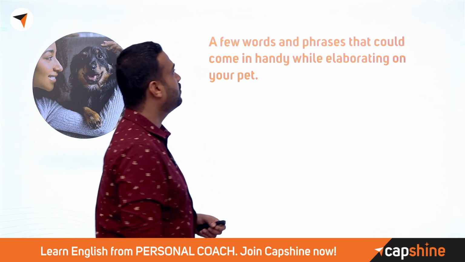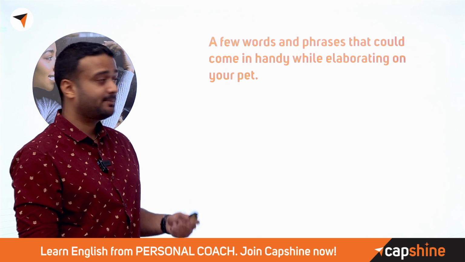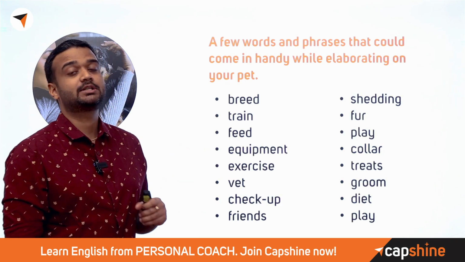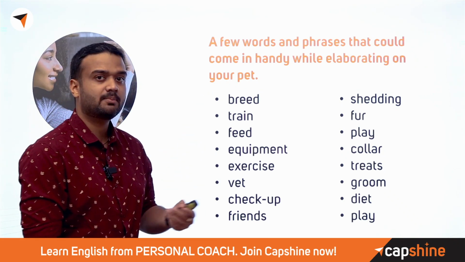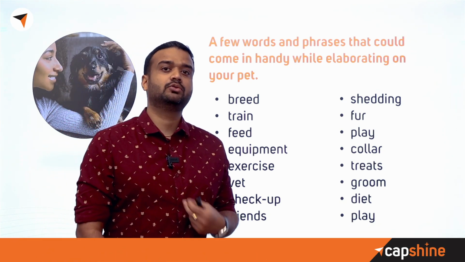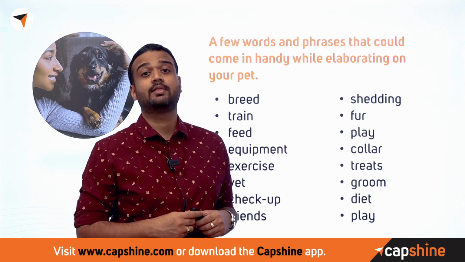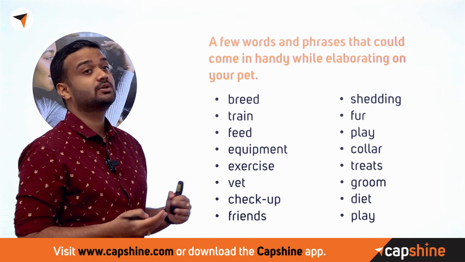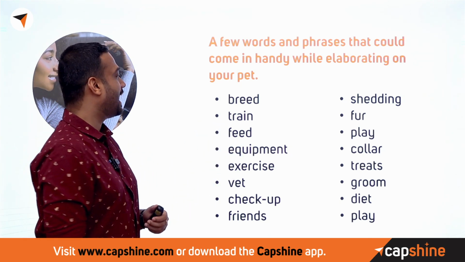So let's look at this. A few words and phrases that would come in handy while elaborating on your pets. Here are some items that you should recognize when talking about pets. So you could ask people or talk about the breed of your pet. You could talk about how you train your pets. Did you use treats to train your pet, or did you train your pet with other kinds of methods? Is your pet well trained? Is your pet potty trained, which means does it go do its business outside?